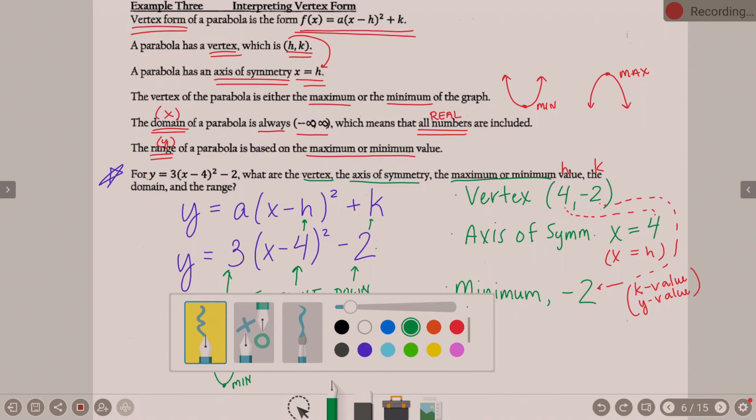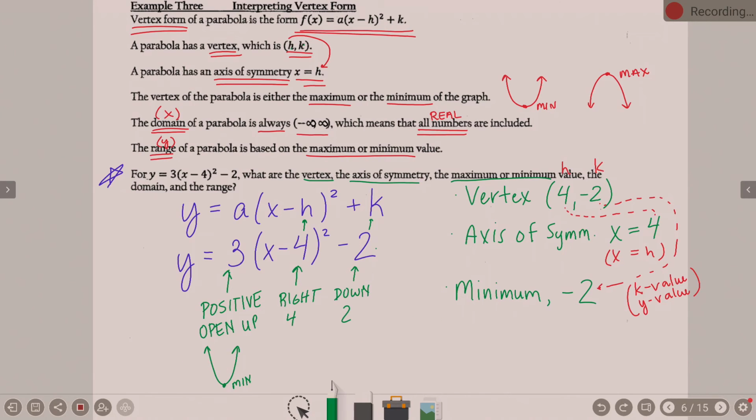Okay, almost there. Almost there. Max or min value. Domain. Oof, I'm running out of room. I still got to do range after this. Okay. What about the domain?